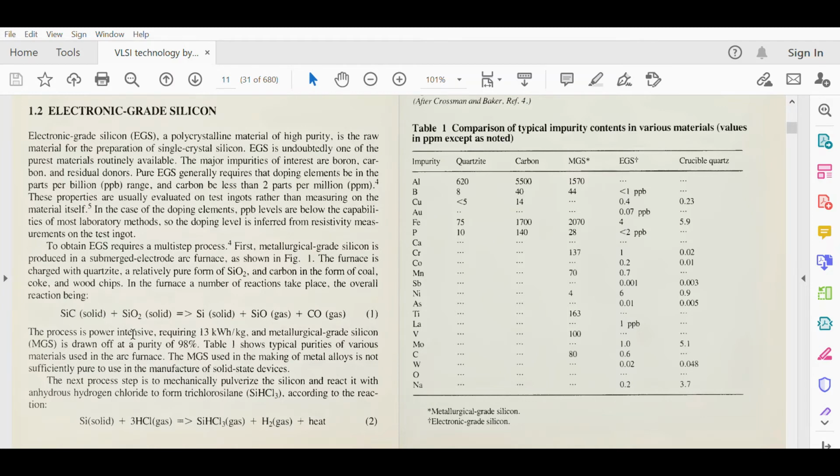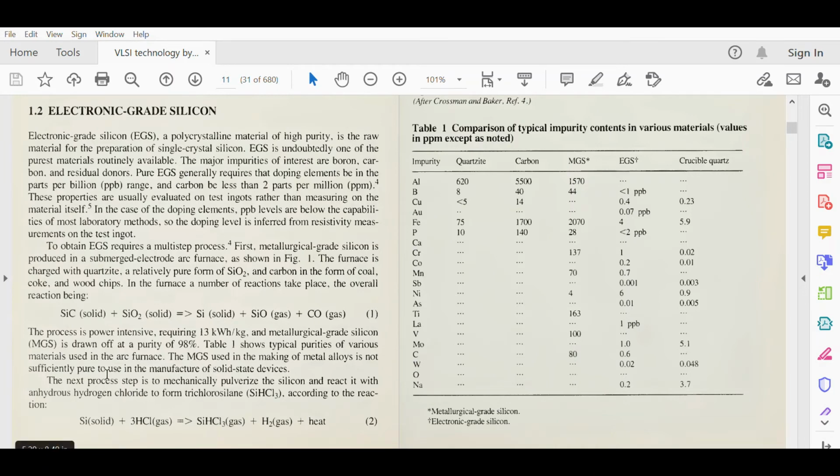The process is power intensive, requiring 13 kilowatt-hours per kg, and metallurgical grade silicon is drawn off at a purity of 98%. Okay, so this is the table which shows the typical purity of the various materials used in the arc furnace. The MGS used in the making of metal alloys is not sufficiently pure to use in the manufacture of solid state devices.